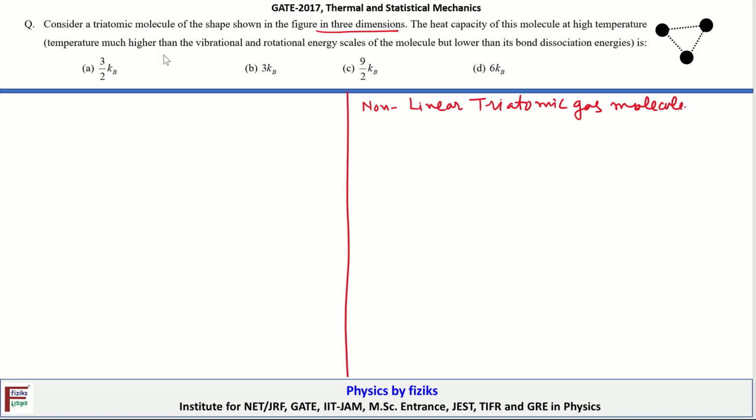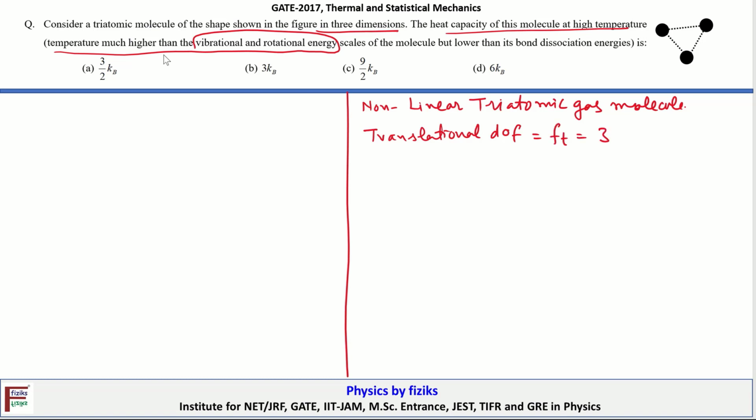Okay, the heat capacity of this molecule at high temperature, and it's given that temperature is much higher than the vibration and rotation energy scale. So it's important to note this point. So let's try to figure out what is the heat capacity of this molecule at high temperature. If we just take a look at the translational degrees of freedom of this molecule, that is equal to F t, that is equal to 3. Okay, because the molecule can move freely like one single unit. So that's why 3 translational degrees of freedom.